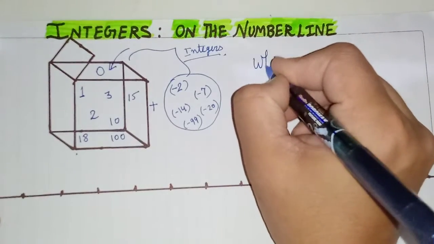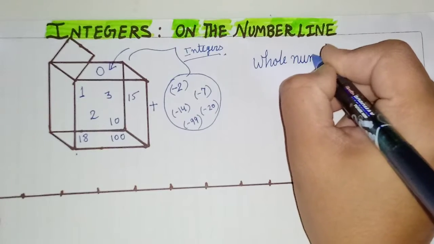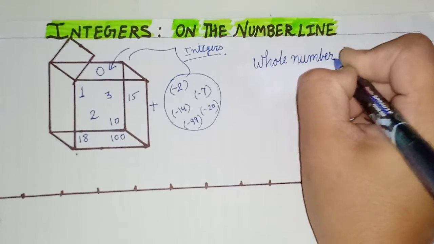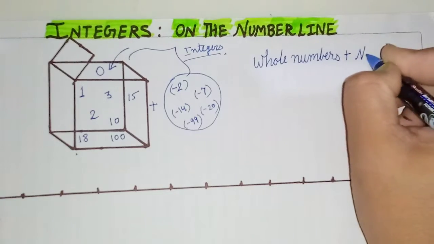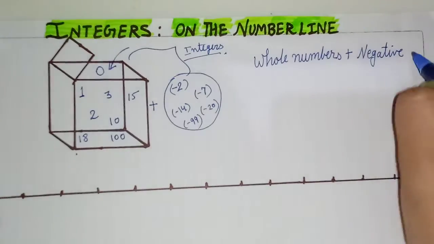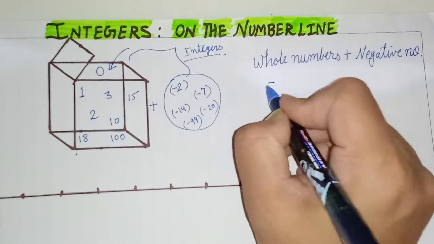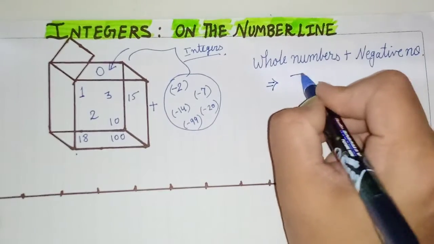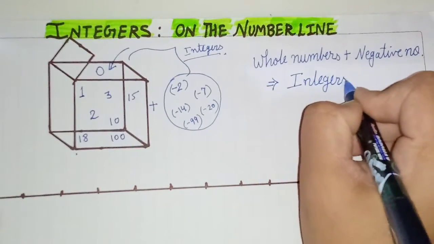So we can say that whole numbers including negative numbers are represented as integers.